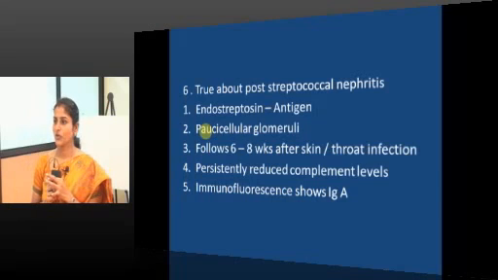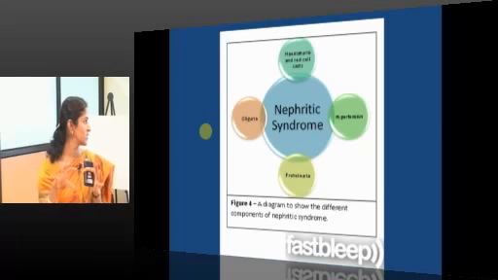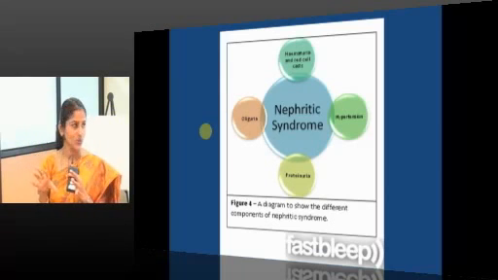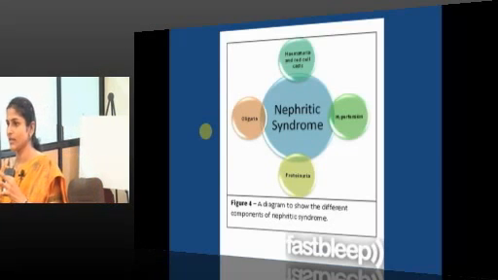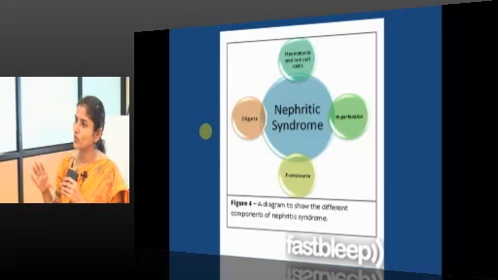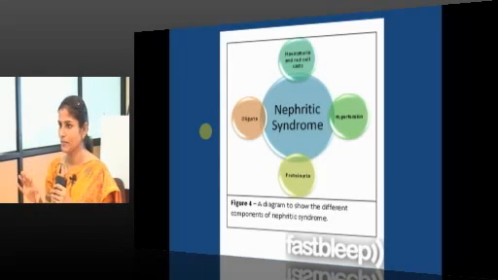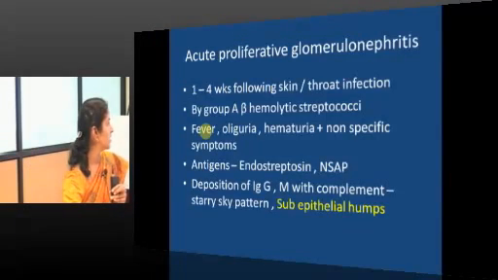True about post-streptococcal nephritis. So, in nephritic syndrome, the common triad includes oliguria, hematuria, and hypertension. Of course, there can be proteinuria, but in the non-nephrotic range. What is the nephrotic range? Presence of protein above 3.5 grams per day.